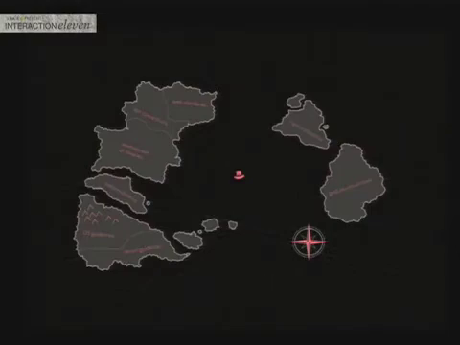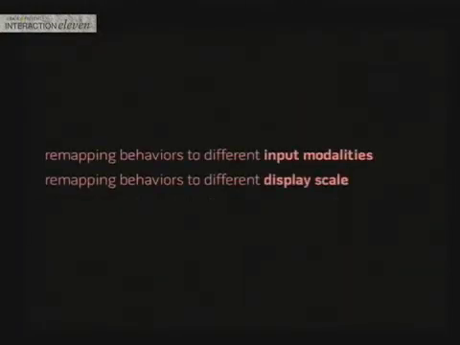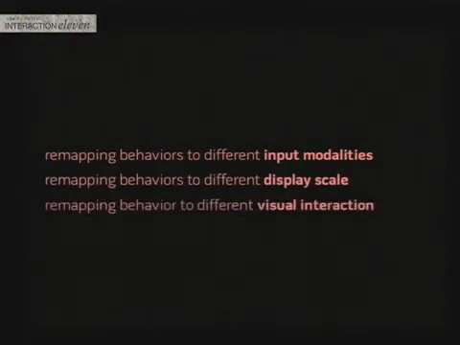Okay, so what value or ability does this kind of abstraction provide to the interaction designer, right? Why do you even care about this, and why do you want to do this? It enables a few things, right? It enables the ability to remap those behaviors to different input modalities, or remap behavior across different display scale, or remap behavior to different visual interaction. All right, ultimately remapping core behavior to different or unexpected purpose. Now, why do you care about that?